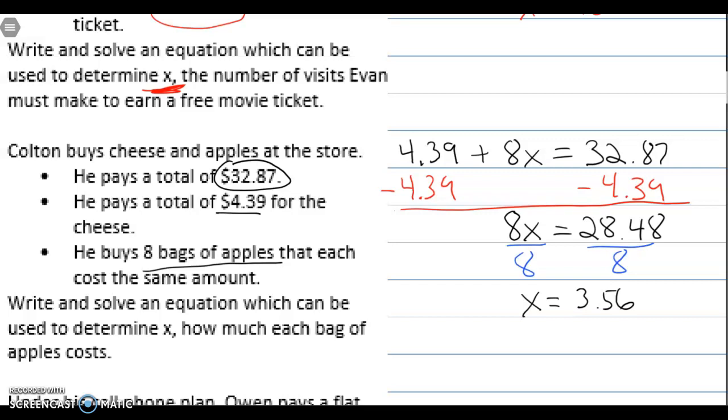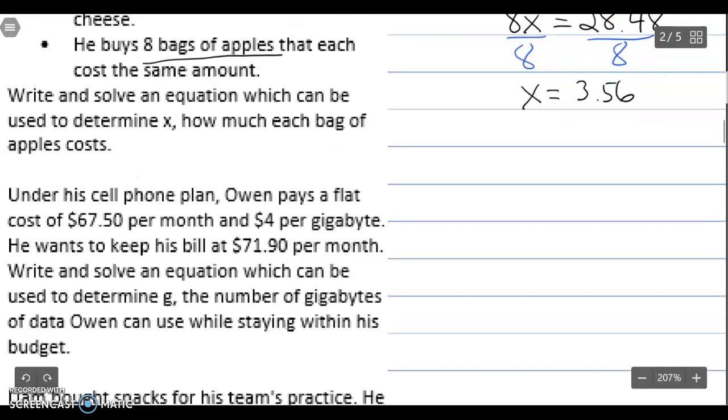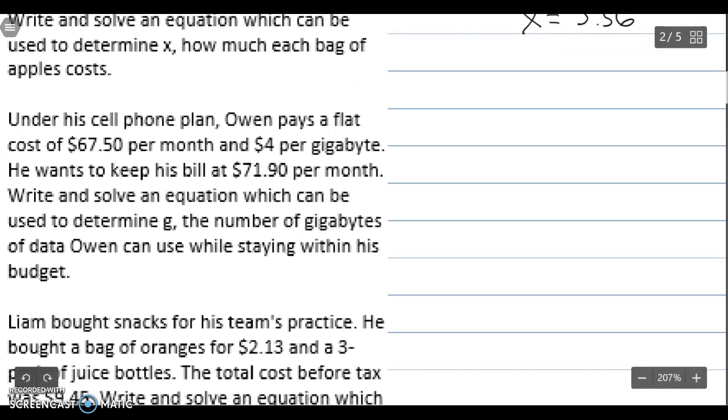All right, so let's take a look at another example. All right, so Owen has a cell phone plan. Under his cell phone plan, Owen pays a flat cost of $67.50 per month and $4 per gigabyte. He wants to keep his bill at $71.90 per month. Write and solve an equation which can be used to determine the number of gigabytes of data Owen can use while staying within his budget.